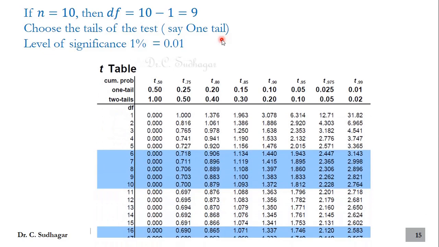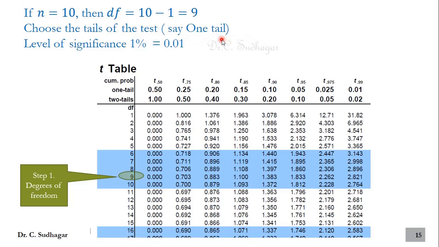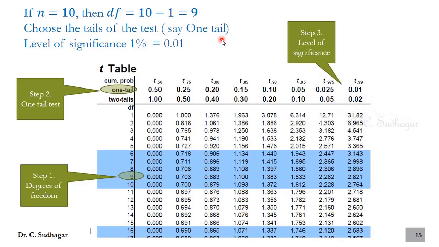Now let us use the table. So what are the steps? First we should look for the degrees of freedom in the left margin. In the left margin, degrees of freedom 9 is here. Then you should check the nature of the test. Here it is a one tail test, so we should look at this row. In this row, the third step is to check the level of significance. Level of significance is given as 0.01. So here is the 0.01 value.